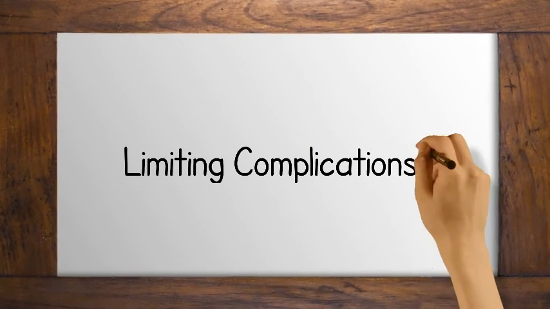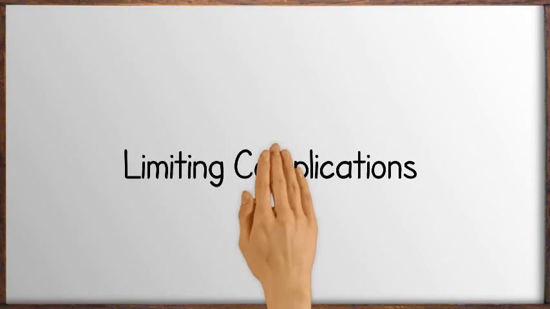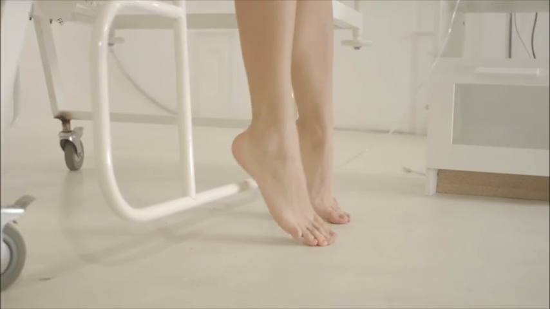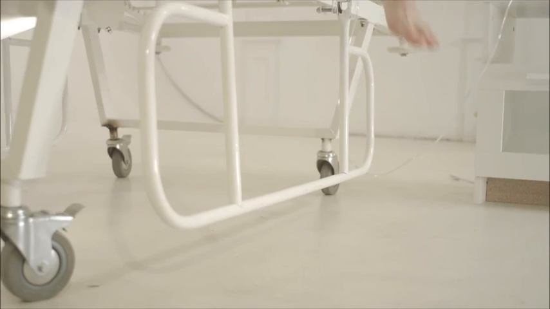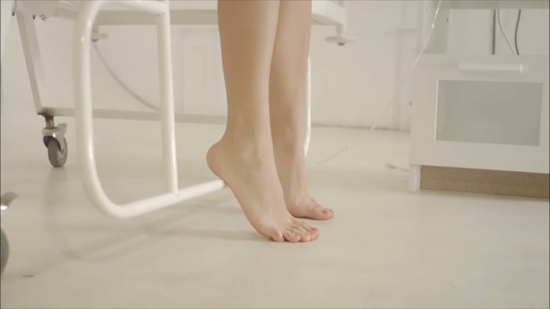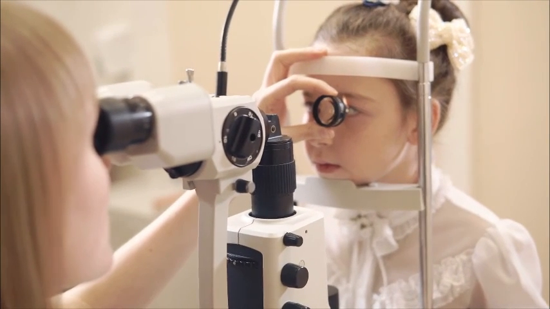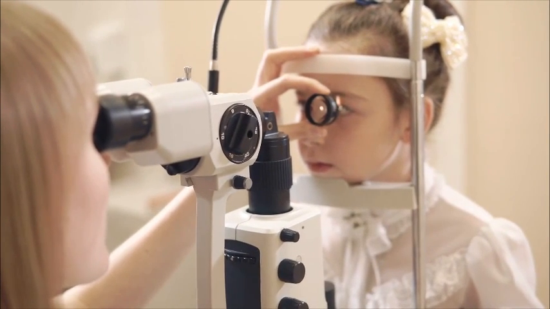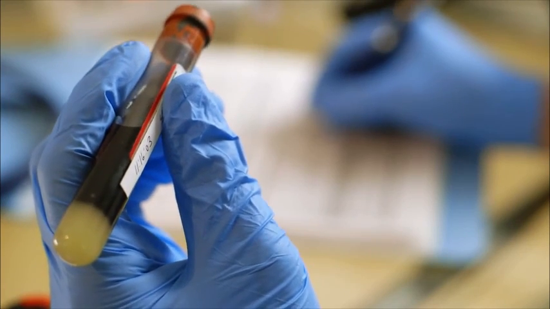Limiting complications. Some basic ways to prevent complications from type 2 diabetes is to have a yearly foot exam to check for nerve damage or neuropathy, a yearly eye exam to check for retinal damage, and yearly kidney test. If you have not had these done in the past year, please discuss with your provider today.